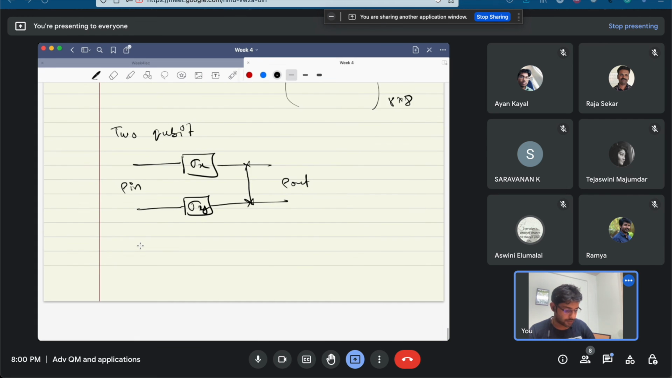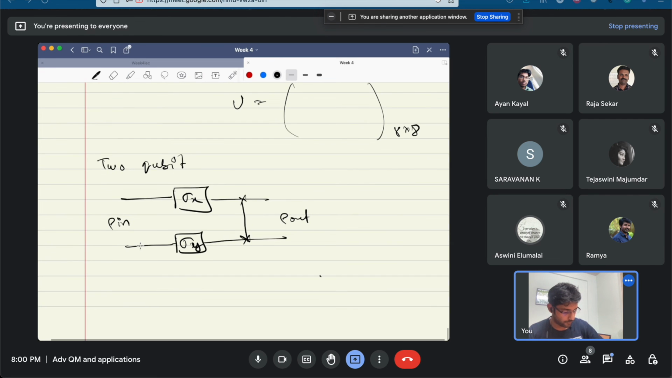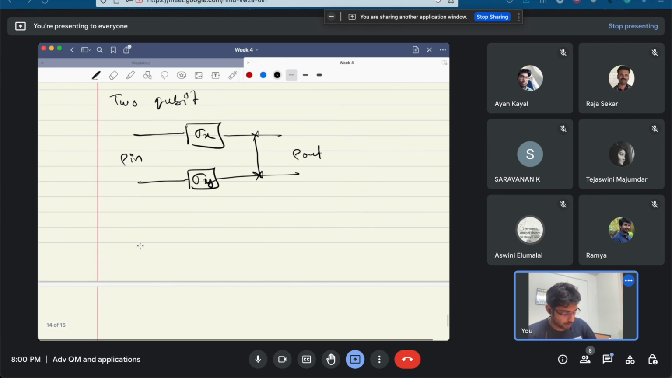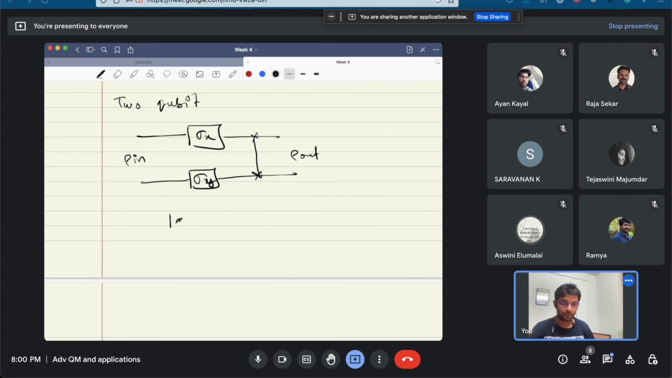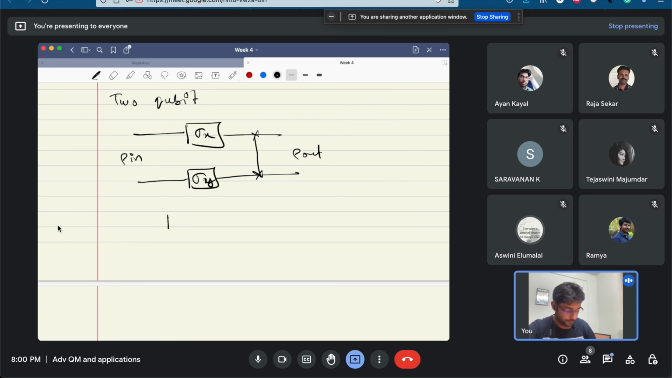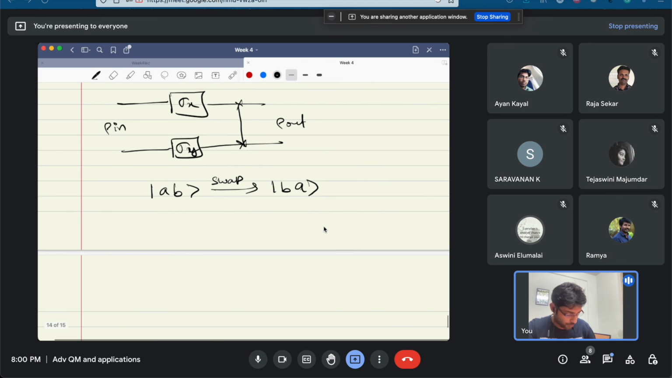So what does the swap gate do is, if you have a state A, B, then a swap gate essentially makes it BA. It just interchanges the bits. Okay, so let us do it one by one.